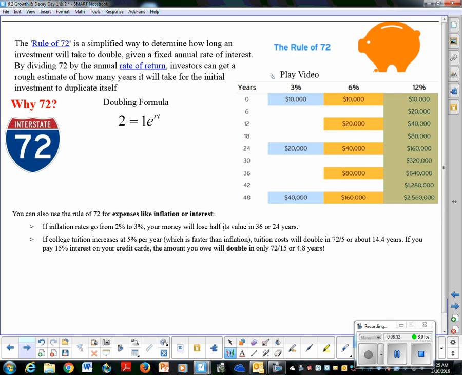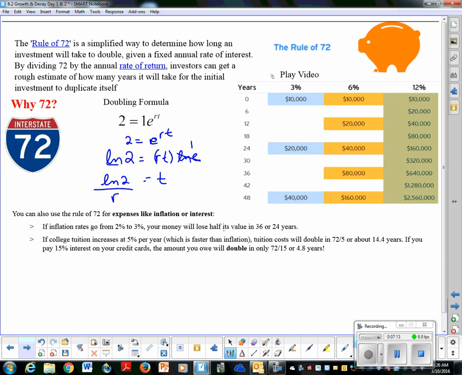If we solve this doubling formula, you'll see that... you know what, I'm one step ahead of myself. 2 is equal to e to the rt. Now let's take a natural log of both sides. Natural log of 2 equals rt natural log e. Natural log of e is 1, and then we can see here that time is equal to the natural log of 2 divided by any rate.